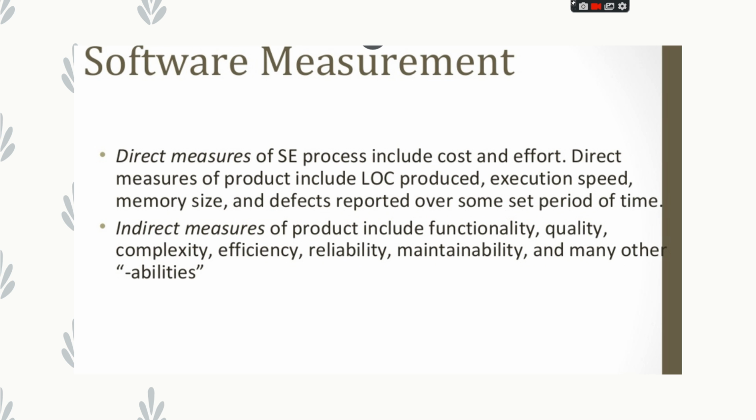Software measurement. Direct measures of the software process include cost and effort. Direct measures of the product include LOC produced, execution speed, memory size, and defects reported over some set period of time. Indirect measures of the product include functionality, quality, complexity, efficiency, reliability, maintainability, and many other such.